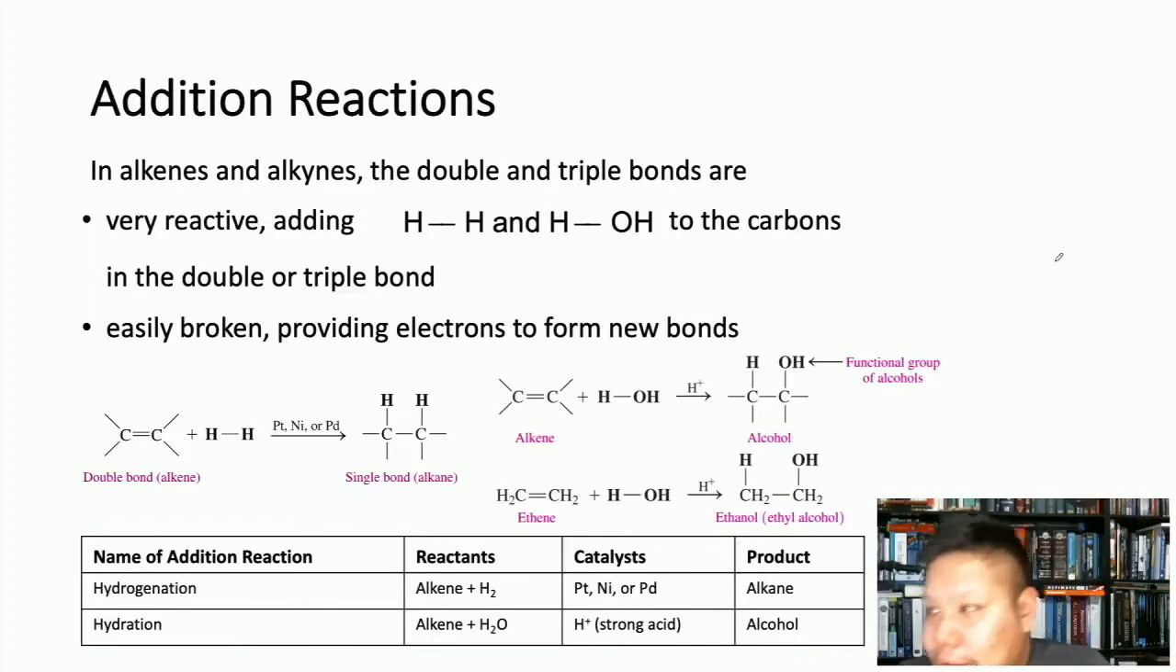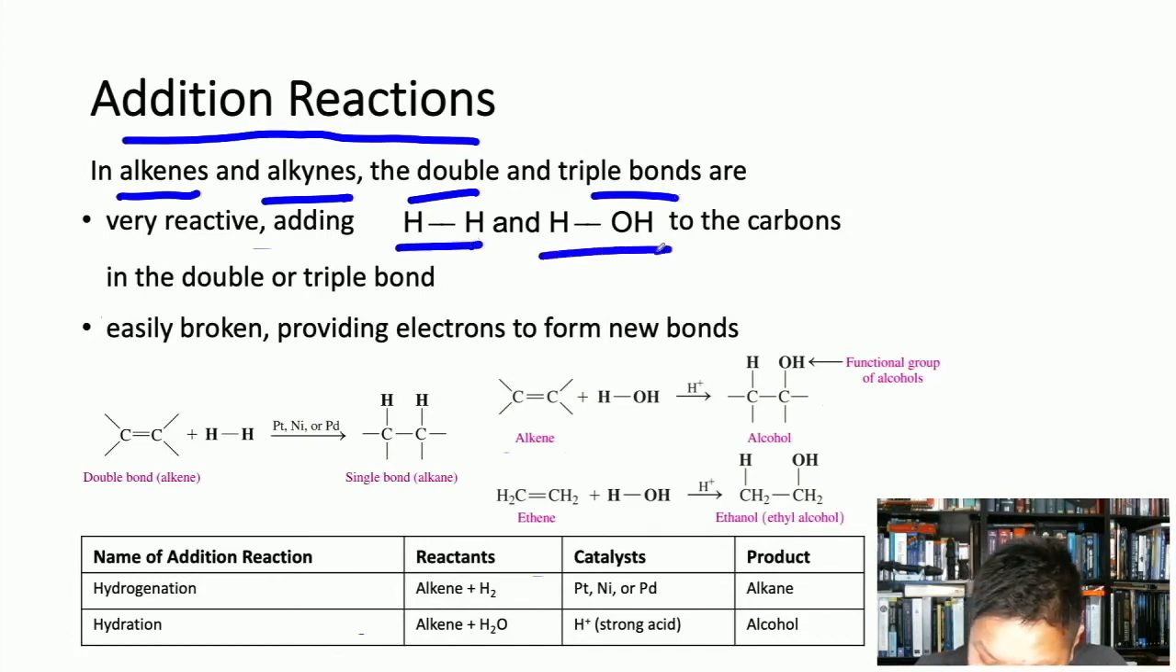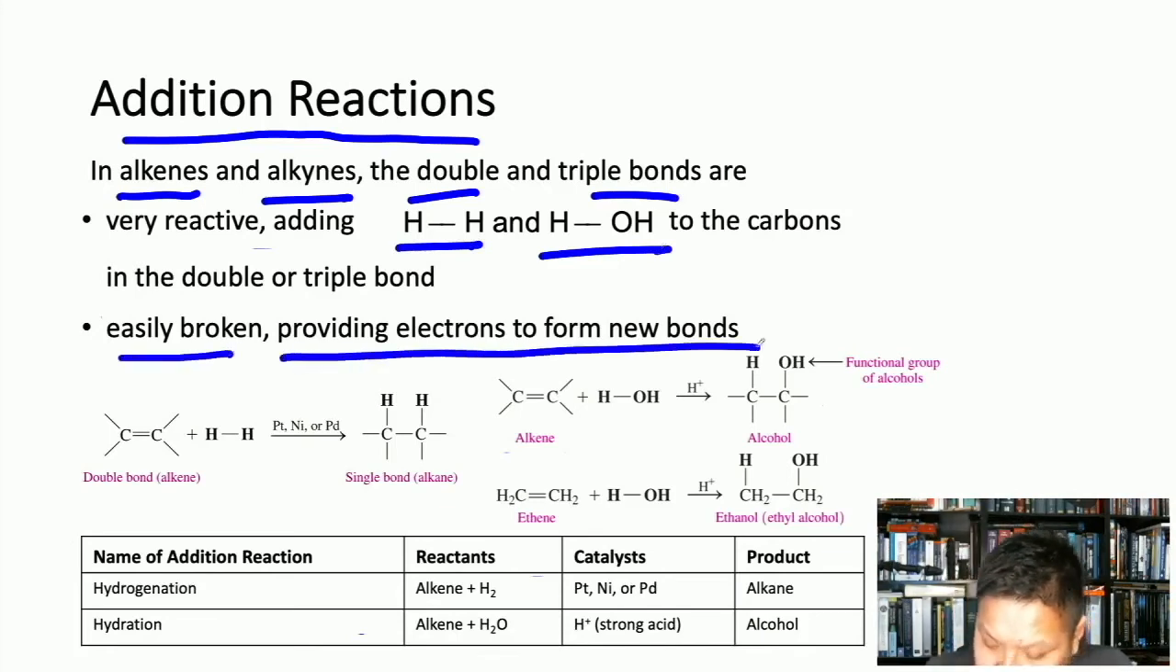So now that we've gone over naming alkenes, alkynes, and alkanes, we've got to talk about some addition reactions. When you have an alkene or an alkyne, right, which are double bonds and triple bonds respectively, they can react with hydrogen gas and water to form different compounds. They're easily broken, providing electrons to form new bonds.